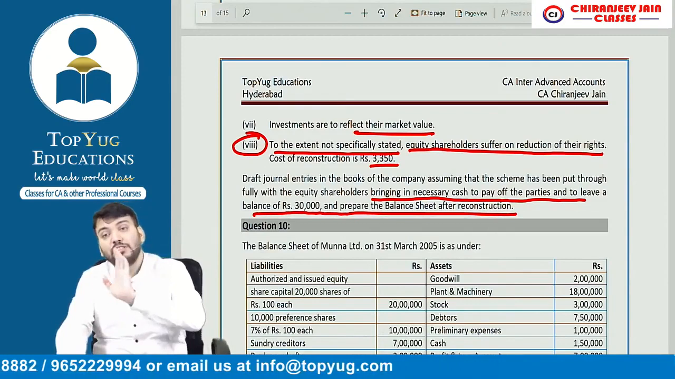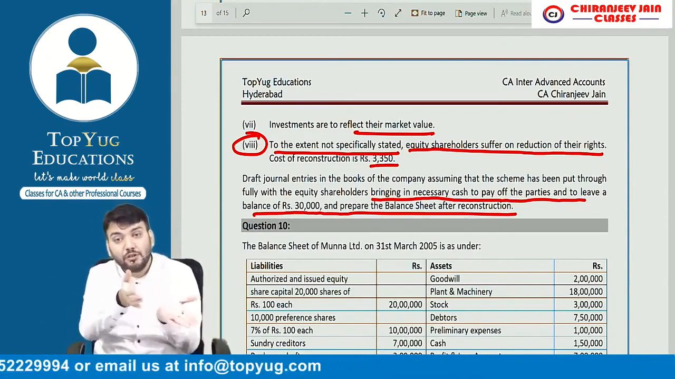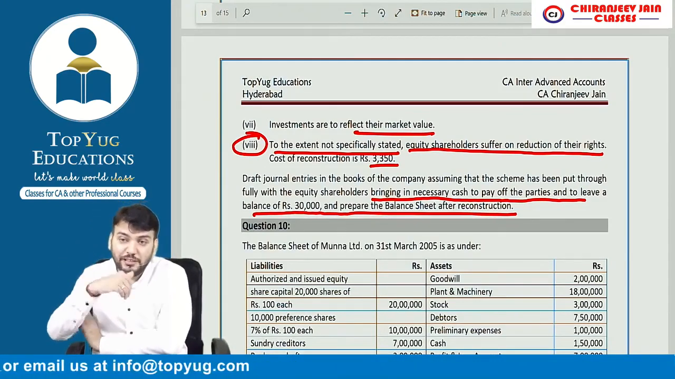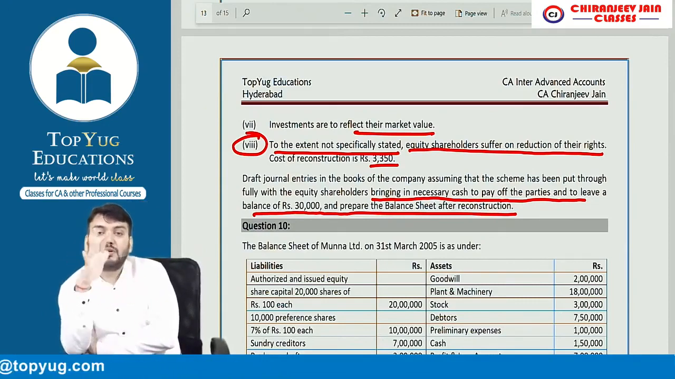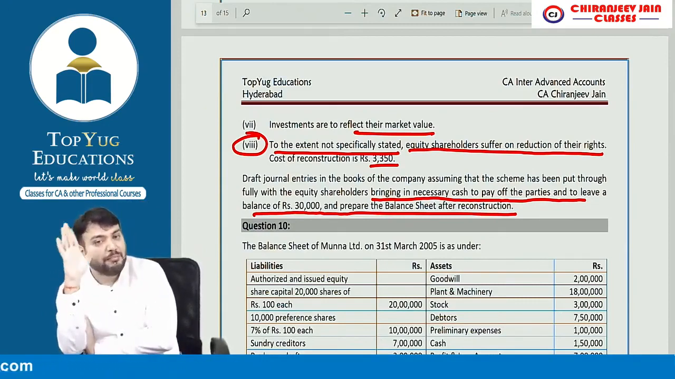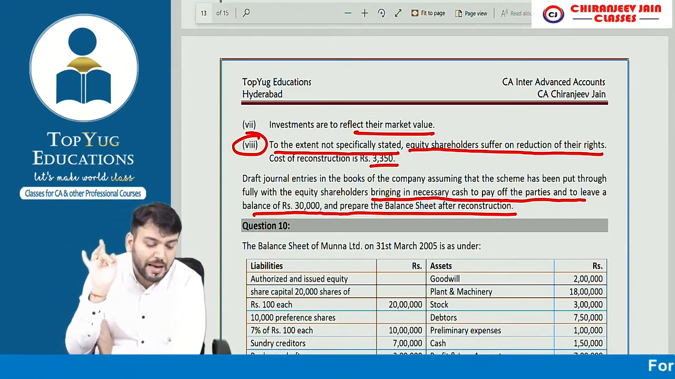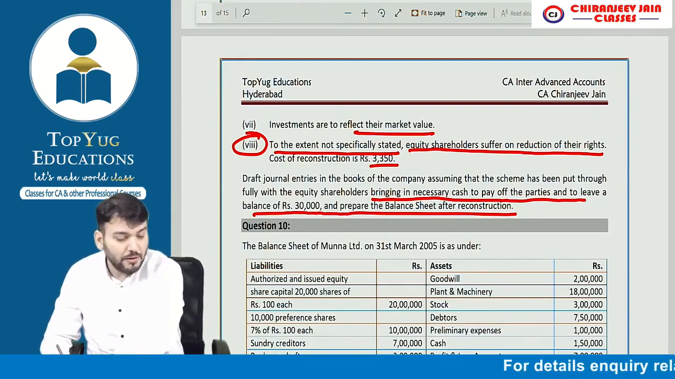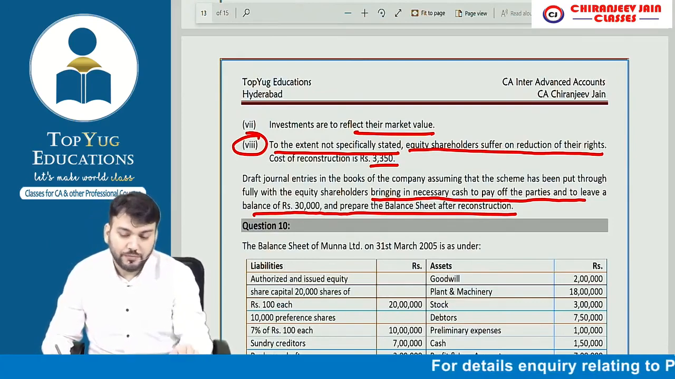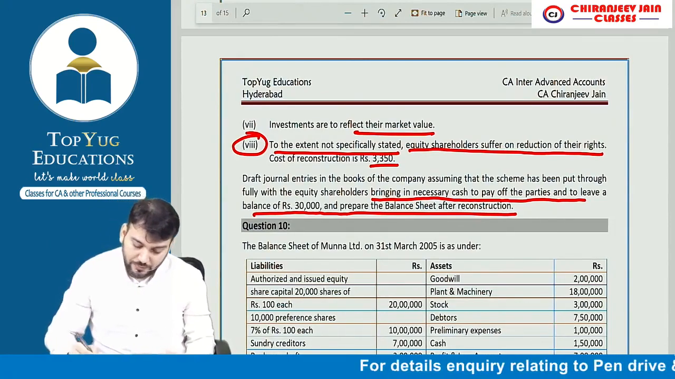और क्या बोल रहा है कि इक्विटी शेयरहोल्डर विल ब्रिंग नेसेसरी कैश टू पे ऑफ द पार्टी, मींस पार्टी को पेमेंट करने के लिए पैसा भी तो चाहिए, वो भी कौन लेके आएगा? इक्विटी शेयरहोल्डर्स लेके आएगा. मींस वी नीड टू प्रिपेयर वन बैंक अकाउंट आल्सो, अंडरस्टूड? कैन वी स्टार्ट बोलो, कर लेते हैं.